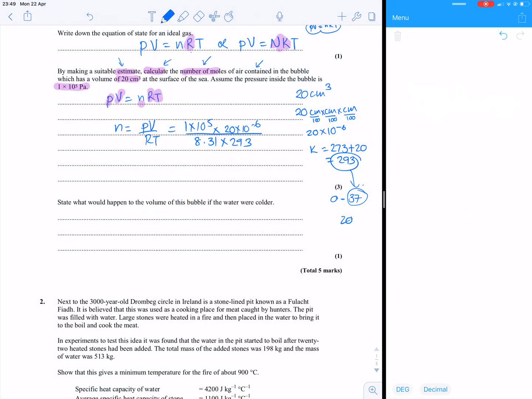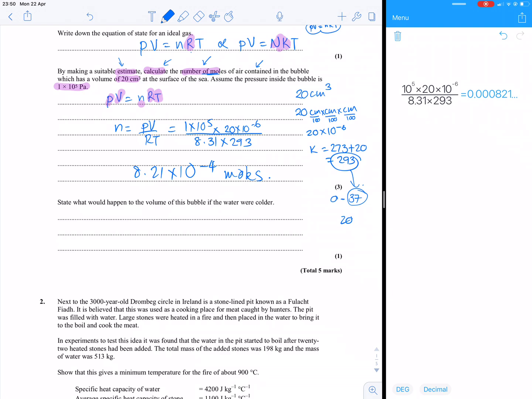So it's going to be 10 to the power 5 times 20 times 10 to the power minus 6, divided by 8.31 times 293, which is about 0.0008. So it's 8.21 times 10 to the power minus 4 moles. It says calculate the number of moles, so that should be it.